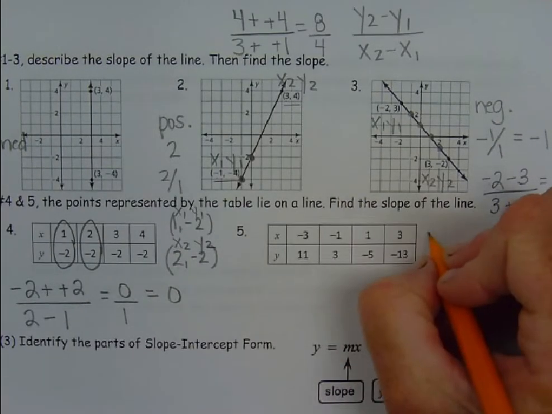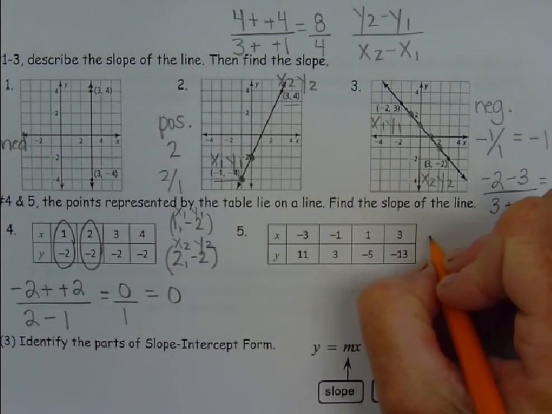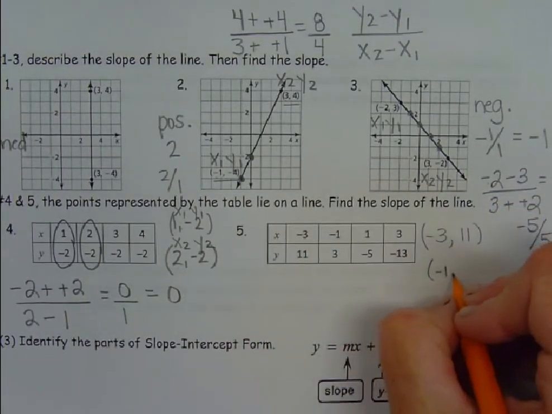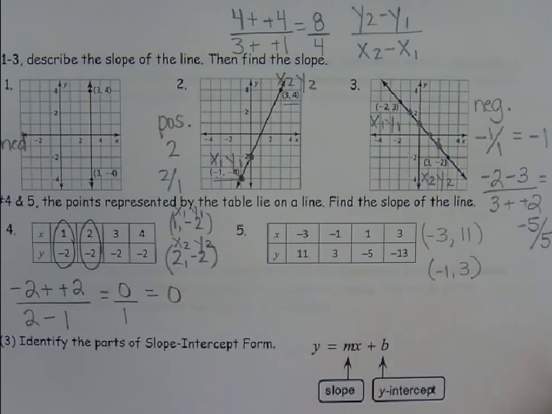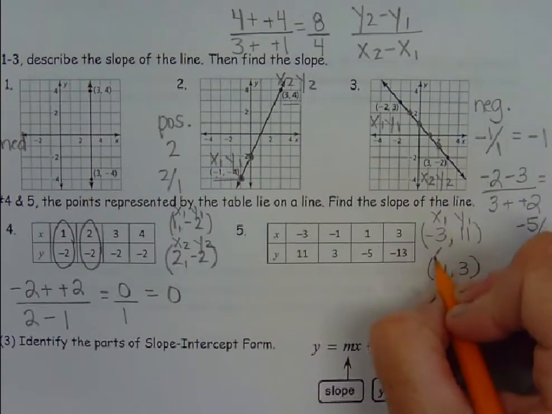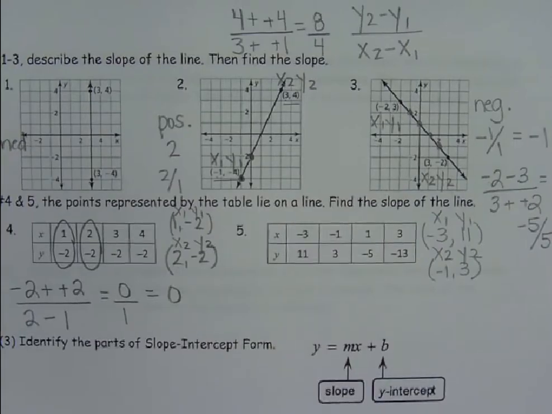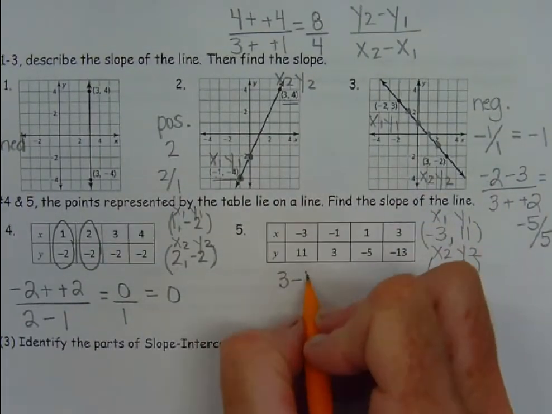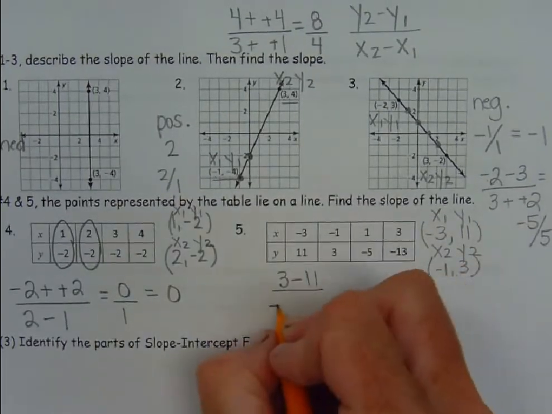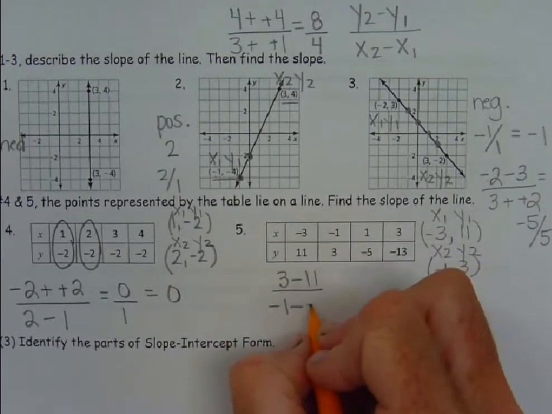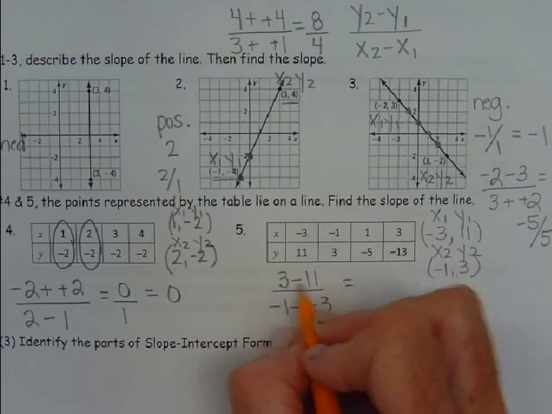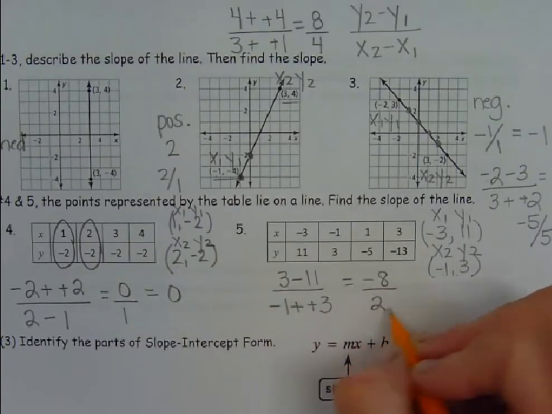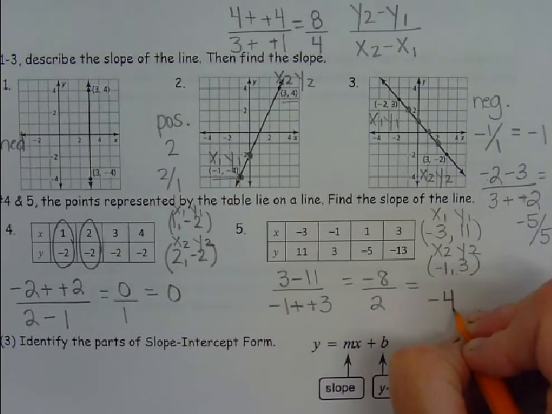On this problem, I would list the points, whatever points I choose. I'm going to choose negative 3, 11. And I'm going to choose negative 1, 3. This is x1, y1. This is x2, y2. So I start with my y2, 3, minus my y1, which is 11, over my x2, negative 1, minus my x1, which is negative 3. On top, I get negative 8, and on the bottom, I zip zap, I get 2. My slope here is a negative 4.